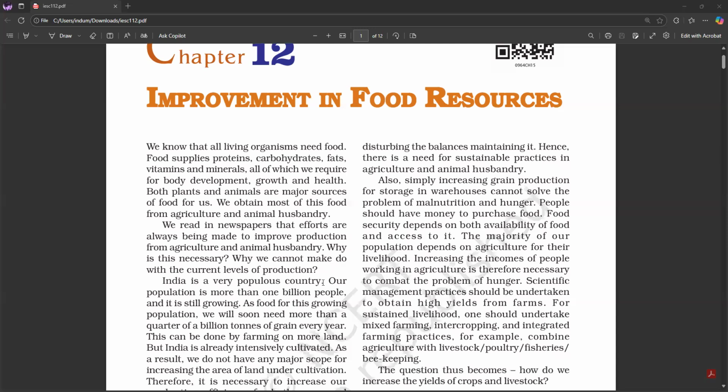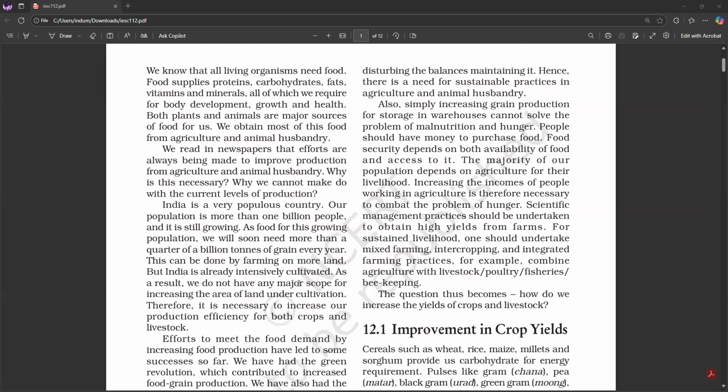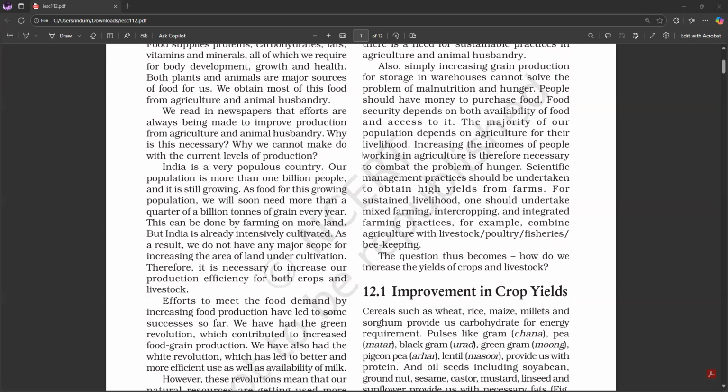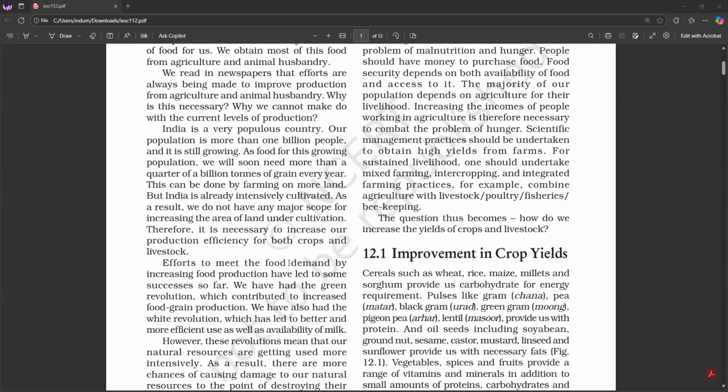Both plants and animals are major sources of food for us. We obtain most of this food from agriculture and animal husbandry. We read in newspapers that efforts are always being made to improve production from agriculture and animal husbandry. Why is this necessary? Why can we not make do with the current levels of production?